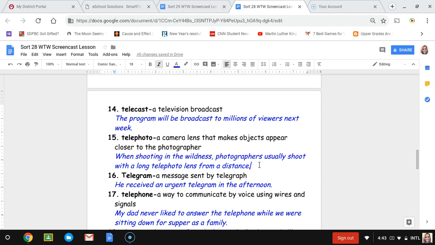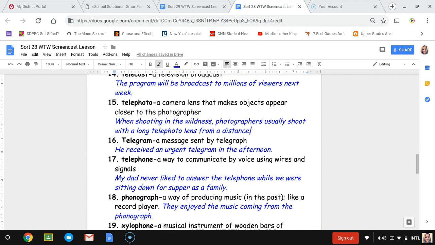Okay. Number 16, telegram. Telegram is a message sent by telegraph. So the sentence that I have for that is, he received an urgent telegram in the afternoon. So that message would have been sent by telegraph, but it would be translated as the message put in by a telegram.